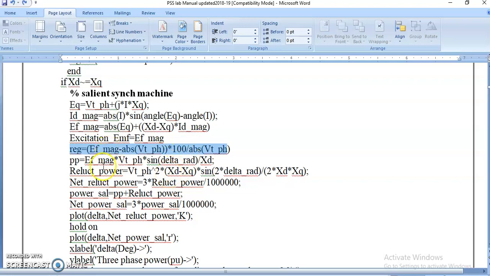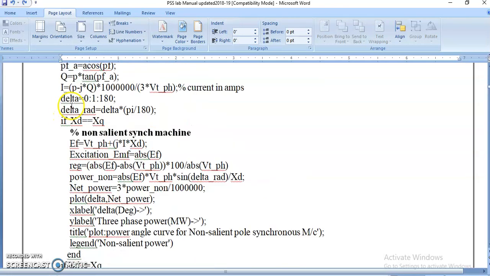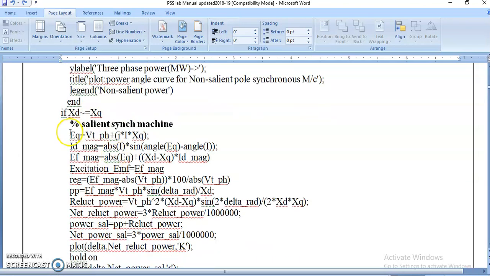Then what is the EF magnitude? That you defined, no? Here we defined EF. EF is V plus J into I into XD. EF I am writing as EQ here. That is a change. You can write EF also, no problem. Same thing you can write EF also here. Okay. Here I am writing EQ. EQ is V plus J I into XQ. And what is the ID magnitude? Absolute of I into sine of angle of voltage minus current. Okay. What is the EF magnitude? Absolute of EQ plus XD minus XQ into ID magnitude. Okay. All these formulas you have to remember.